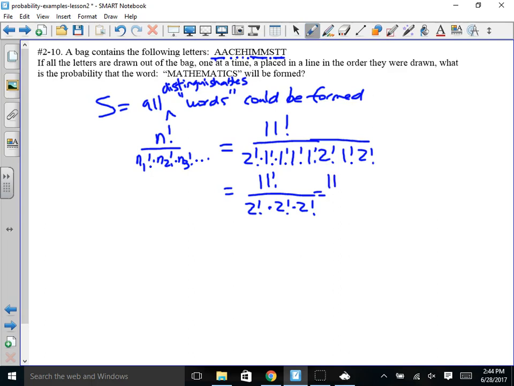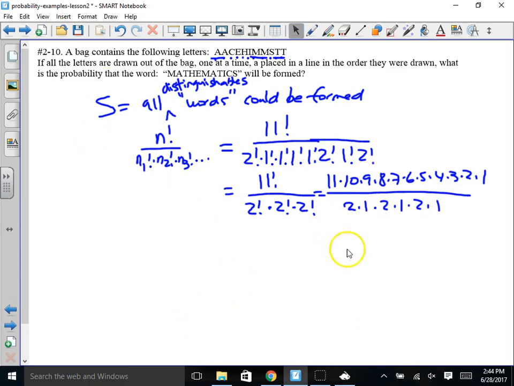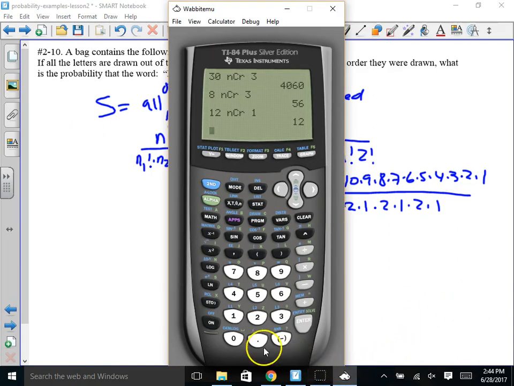This is small enough we might be able to write it out. 11 times 10 times 9 times 8 times 7 times 6 times 5 times 4 times 3 times 2 times 1 over 2 times 1 times 2 times 1 times 2 times 1. And the ones on the bottom really don't matter. So really, I just need to take 11 factorial and divide it by 2, 3 times. That's the fastest way to do it in the calculator, so I'm going to do it that way.